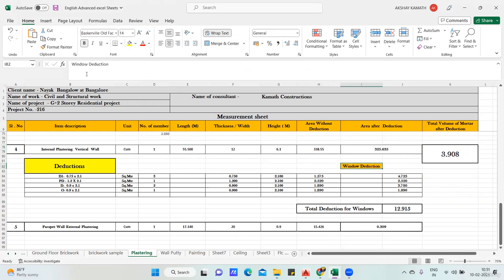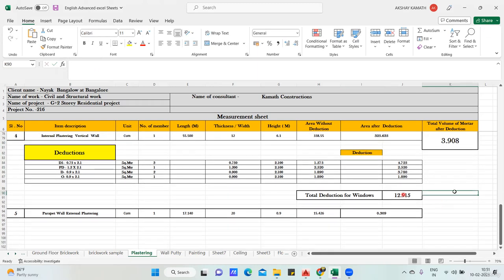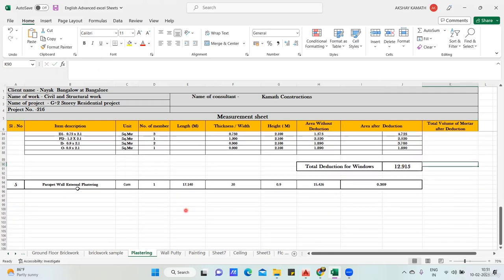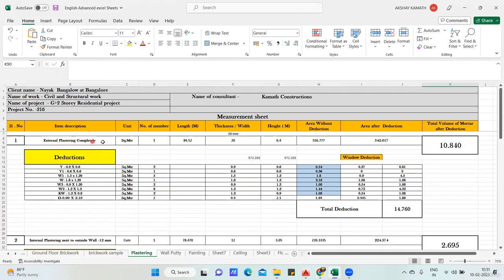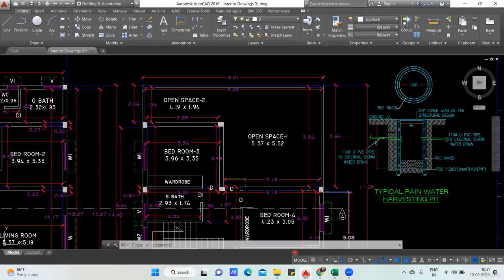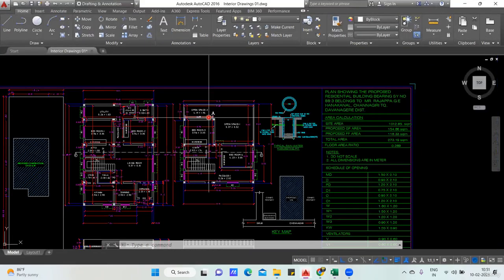So this is actually a deduction, and deduction we are supposed to write. So this is also correct. Now the last part is about the parapet wall external plastering. If you remember, in this external plastering, I added in this answer 2.06 plus 9.91 plus 5.64 into 0.9. So this was my external plastering. All the external plastering I had taken care of.